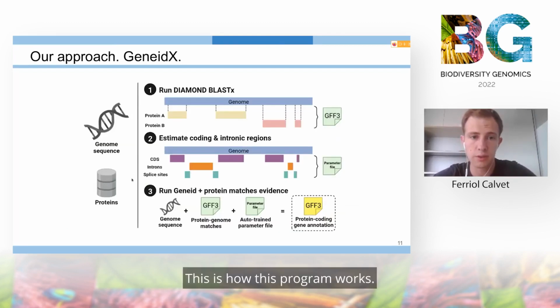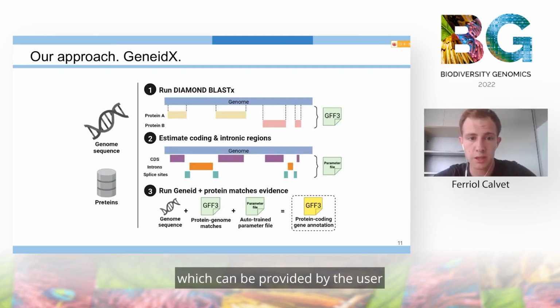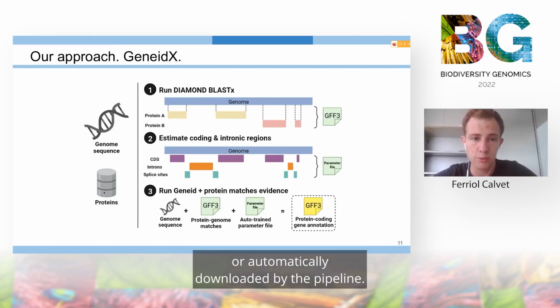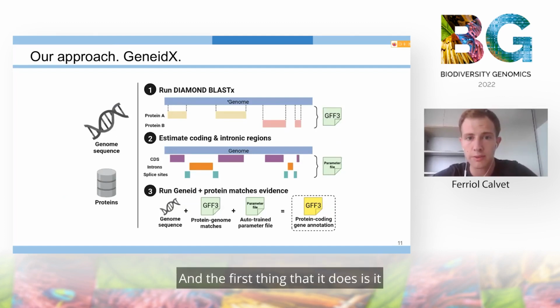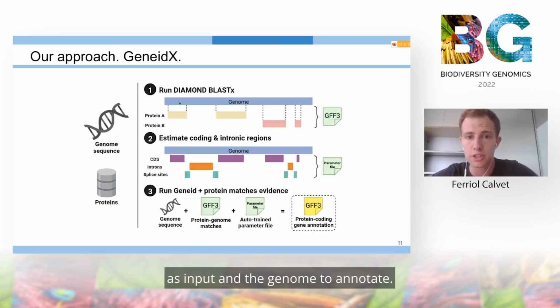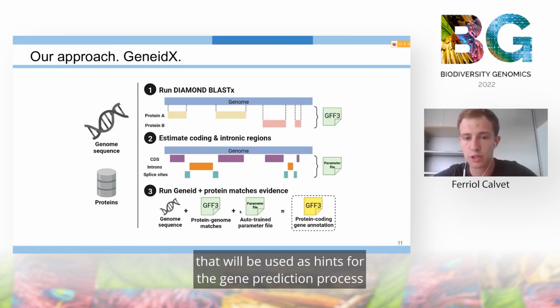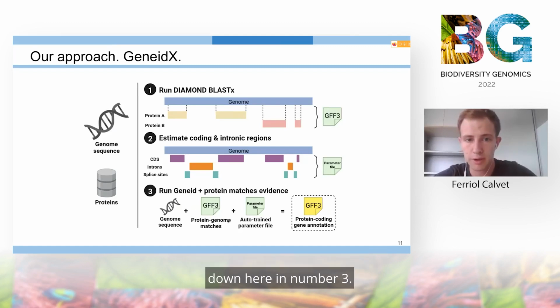This is how this program works. It receives a genome sequence and a set of proteins, which can be provided by the user or automatically downloaded by the pipeline. And the first thing that it does is run the alignment of the proteins that were provided as input against the genome to annotate. And with this, we generate a file with these matches that will be used as hints for the gene prediction process down here in number 3.